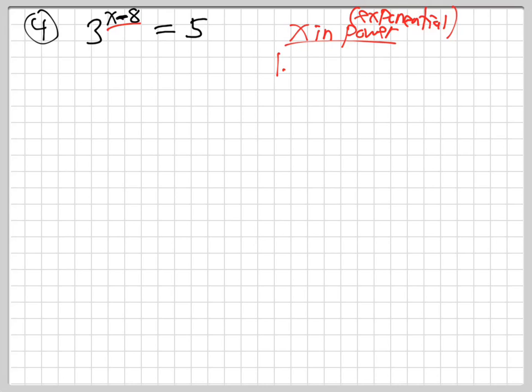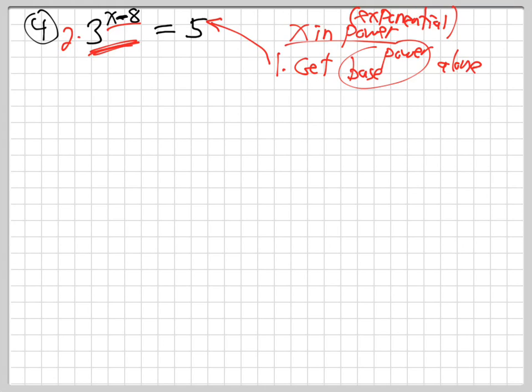Step 1, get the base to the power alone. The base to the power. It already is, right? There's no other number like a 2 out here or something. If so, we'd have to get rid of it. This one already is alone. So step 2, then you're going to ln both sides. So we'll just jump right to that step.